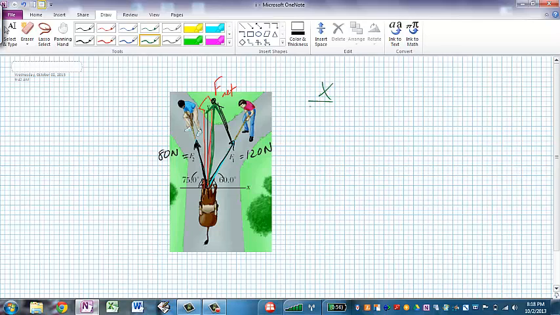Well, as with all two-dimensional problems, we split it up into the x and the y. Okay, so if I find the x component of F1, add it to the x component of F2, I get F net x. And likewise with the y components, F1y plus F2y equals F net y.